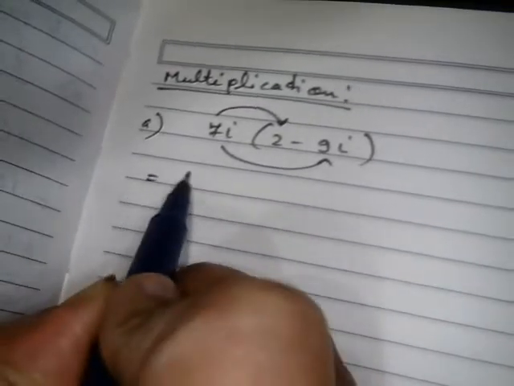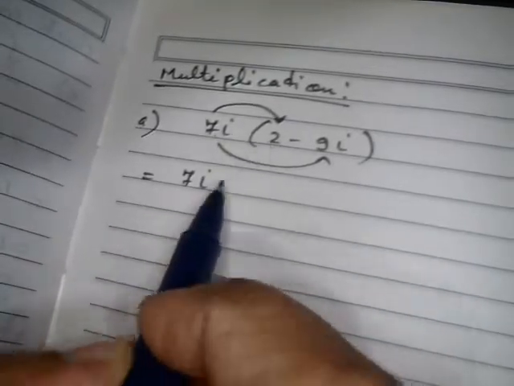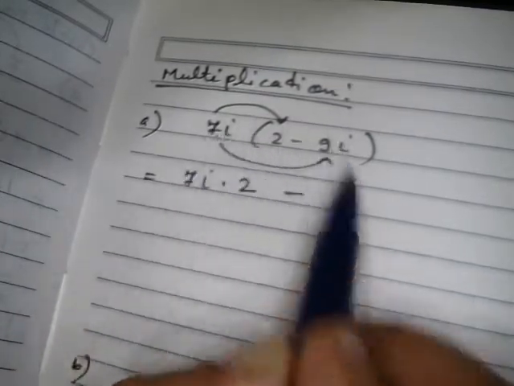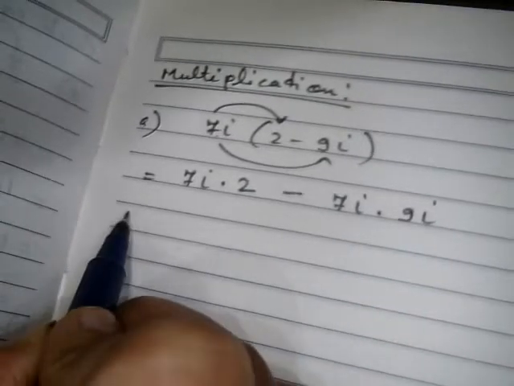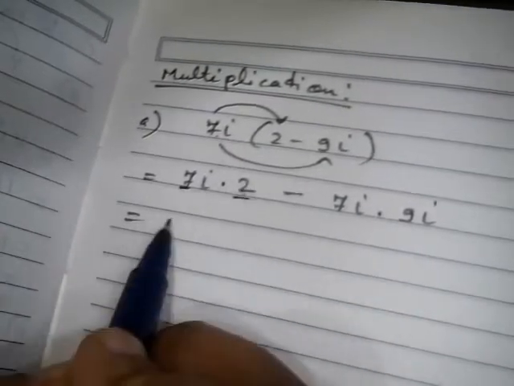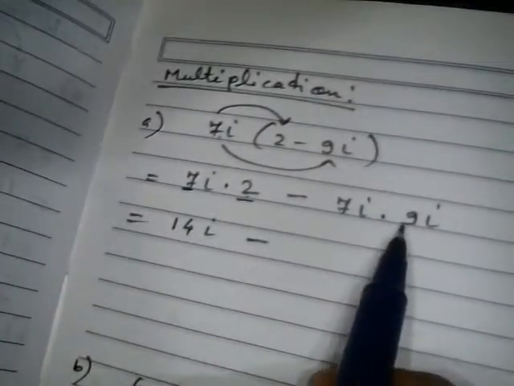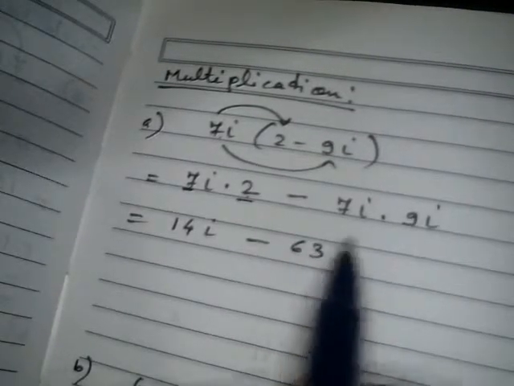Okay, so when you open the parenthesis, 7i gets multiplied by 2, then negative sign, then 7i multiplied by 9i. Okay, so here this 2 will get multiplied with the number, so 2 times 7 is going to be 14i. Now over here also the same way, 9 times 7 is going to be 63, and then i times i.